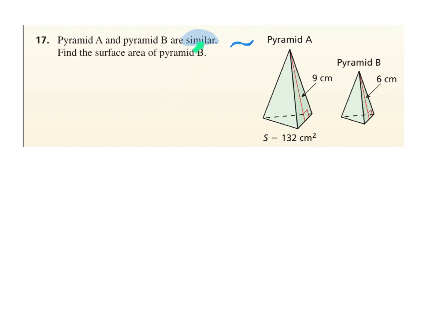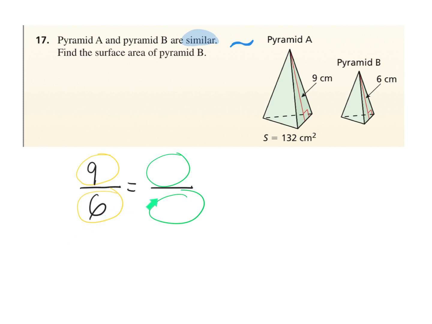When you see a problem with similar solids, you go immediately to a proportion. On one side of the proportion, find two corresponding parts, like this slant height, which corresponds to this slant height. We'll put the larger slant height on top and the smaller slant height on bottom: 9 on top and 6 on the bottom.